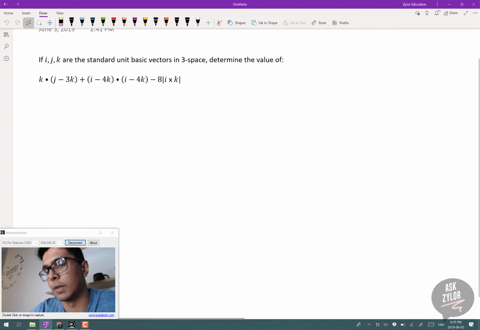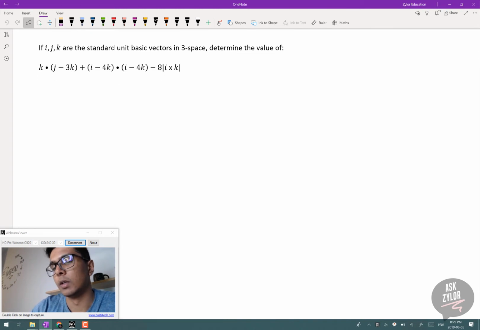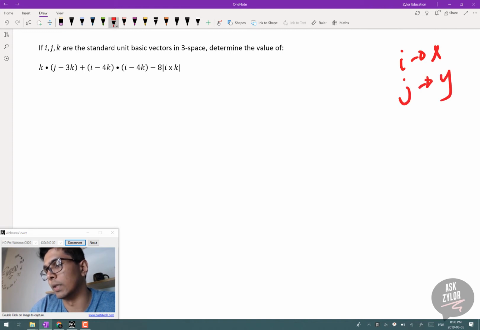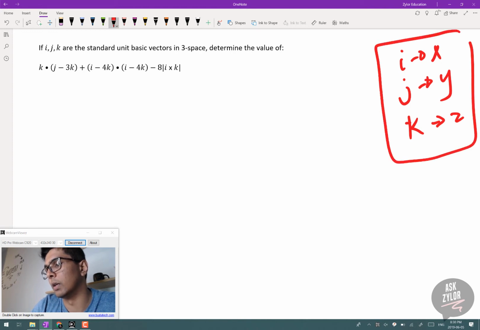Okay. So we know i, j, k: i is the vector in the x direction, j is the vector in the y direction, and k is the vector in the z direction, right? Each of them are orthogonal to each other, meaning each of them are perpendicular to each other. Okay, so that's going to be important in a second.